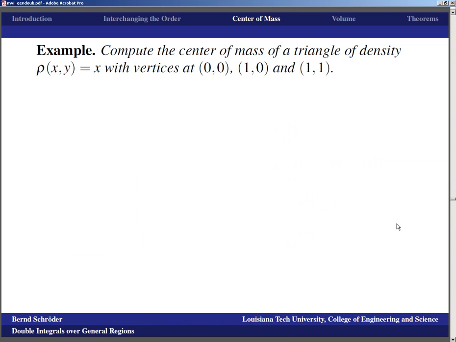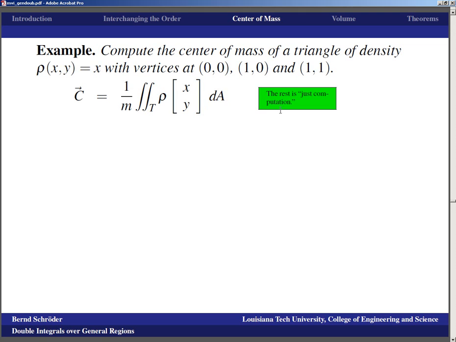The other thing to remember is the formula for the center of mass, which is 1/m times the integral over the object of density times the generic position vector, which in this case is (x,y), times the area element. Remember, that means we work things out component-wise, and as long as you can read this formula, the rest really is just computation. So the x-coordinate of the center of mass would be 1 over the mass times the integral over the triangle of density times x dA. The mass was 1/3, so 1 over the mass is 3.